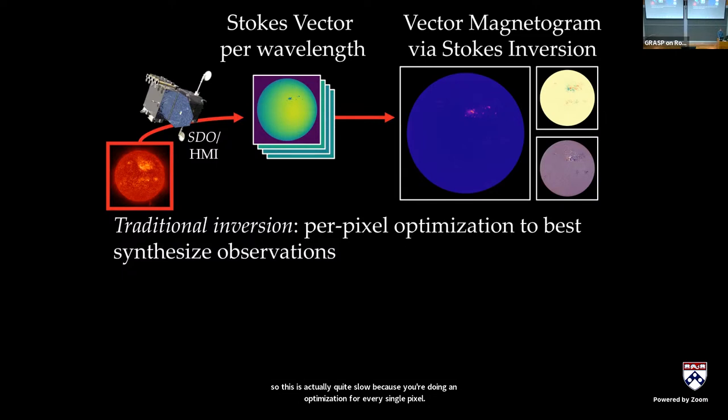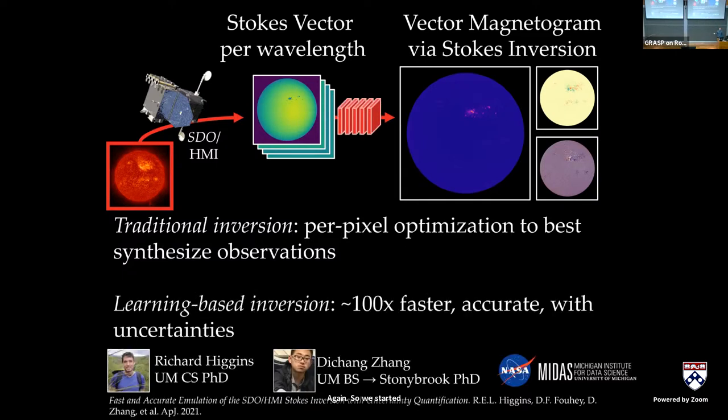So what you might expect is the first thing we tried to do was a deep learning based inversion. And there's lots of details of how to get this to actually work. Some stuff in internet vision just doesn't transfer to the solar physics domain. But the upshot is you can produce results that are like 100 times faster. You get confidence intervals, sort of something approaching uncertainty quantification. And it's actually quite accurate.